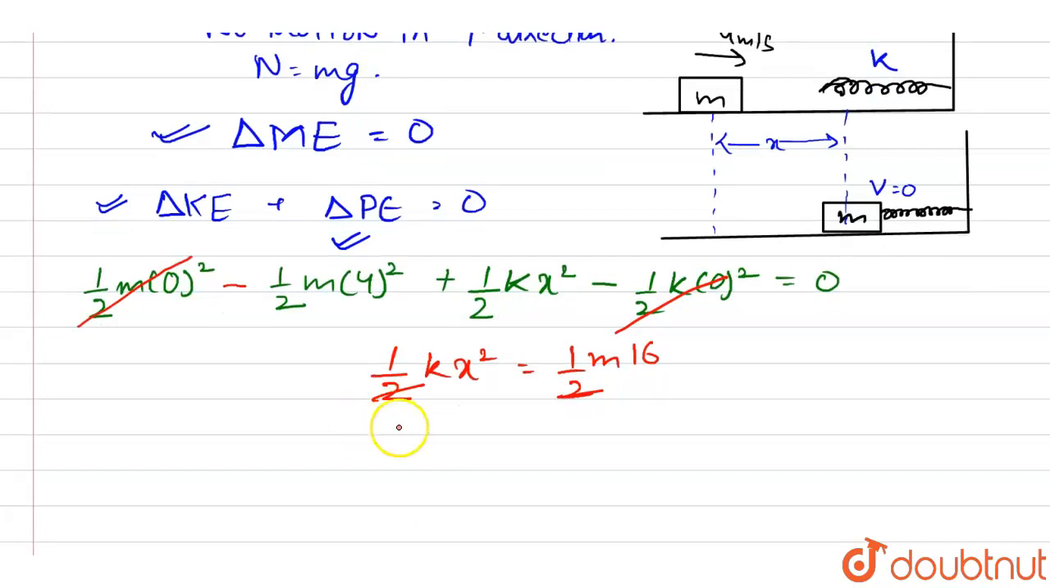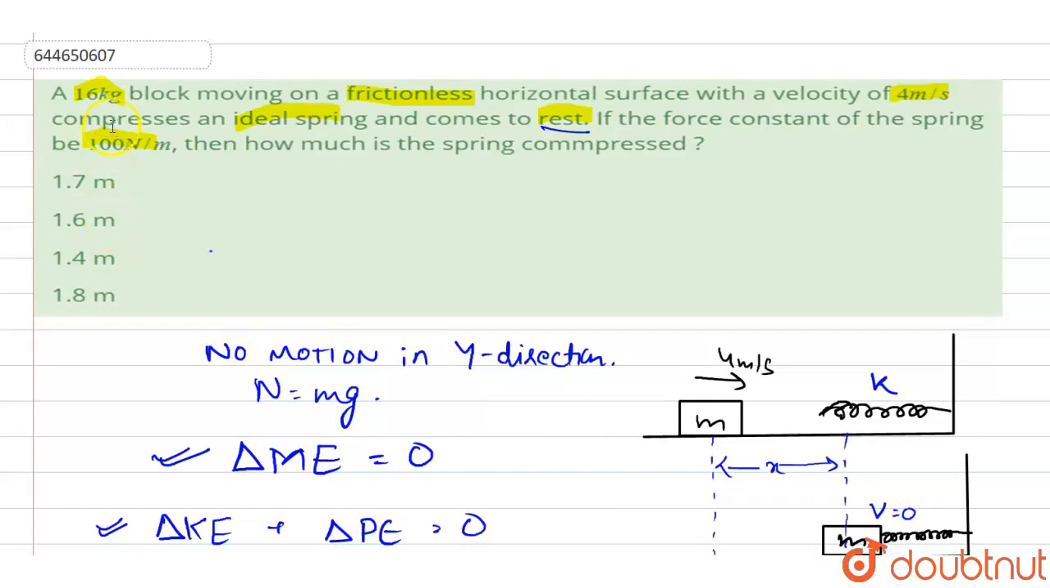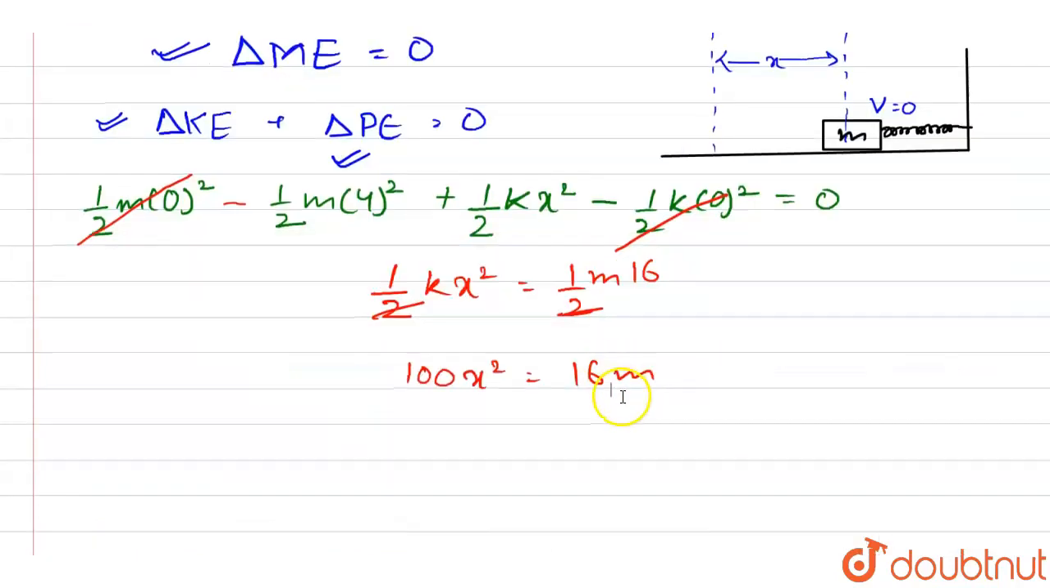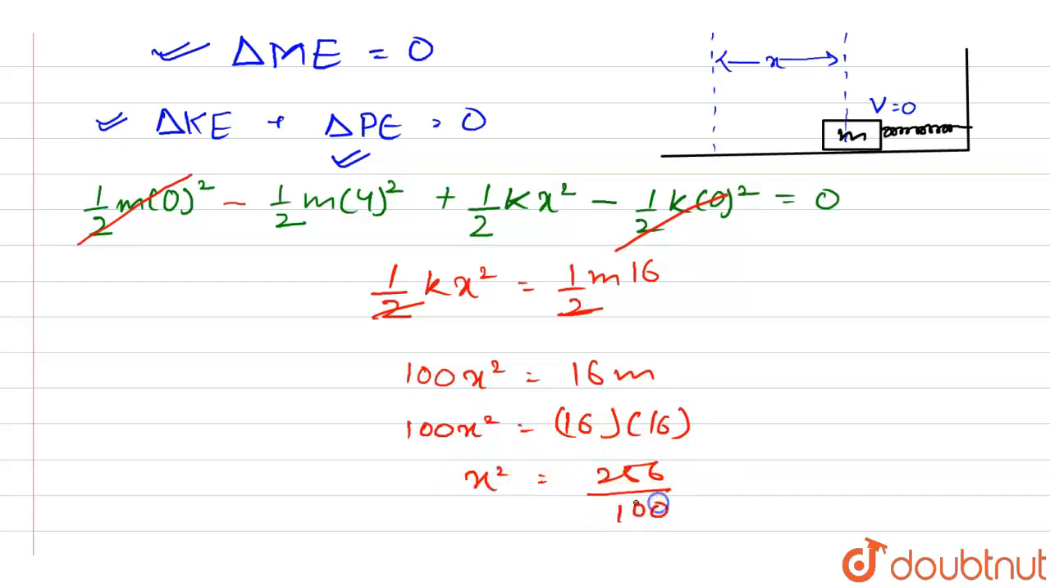Now further, the value of k is given to be 100 in the question, so 100 x square is equal to 16m. Now the mass is also given to be 16, so we will write 100 x square is equal to 16 multiplied by 16. Now x square comes to be 256 upon 100.